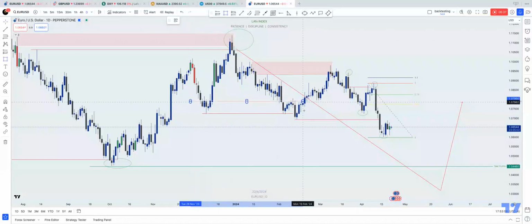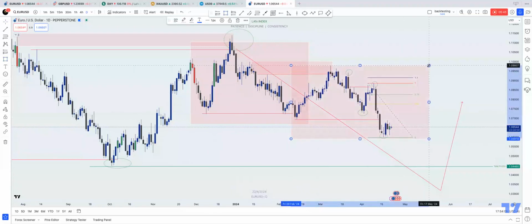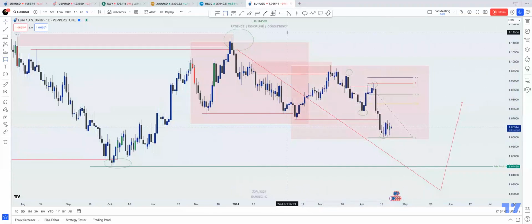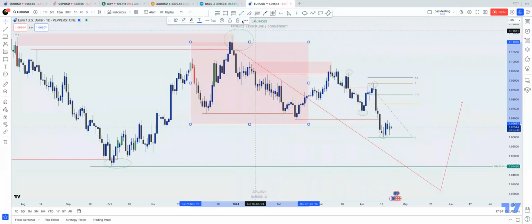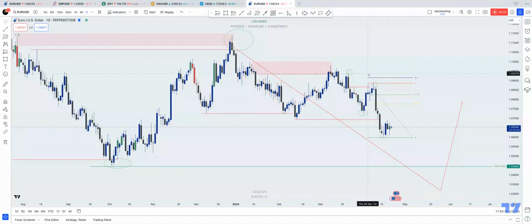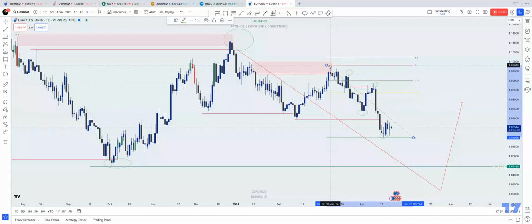We have this structure, and then that structure, right? We have this and that. So let's consider those ones first. Now, if we're considering the major structure, then we're expecting to use this as our high, right? And then this as our low.